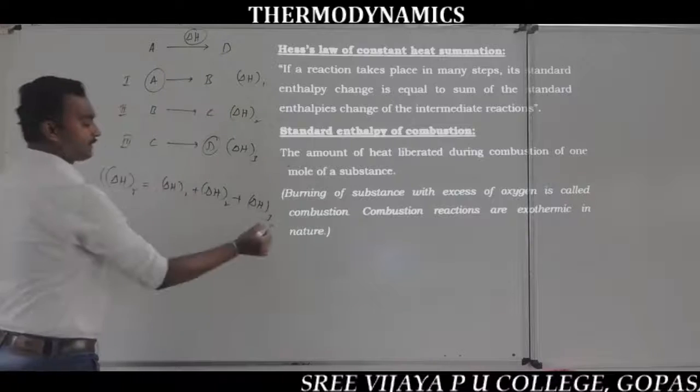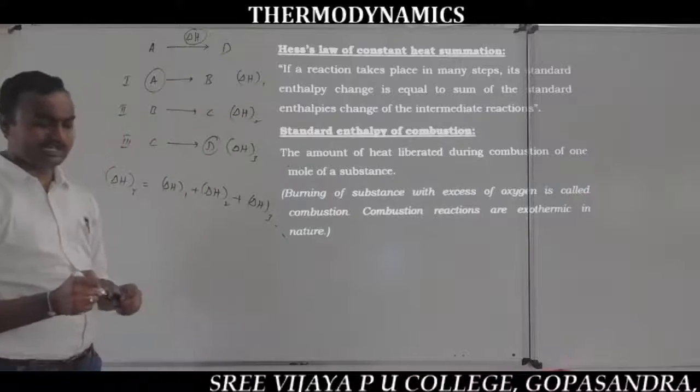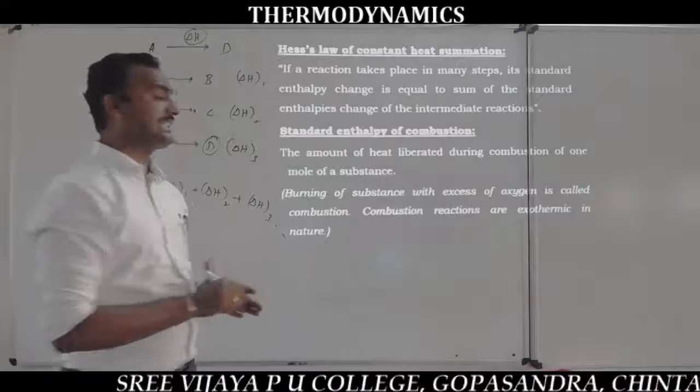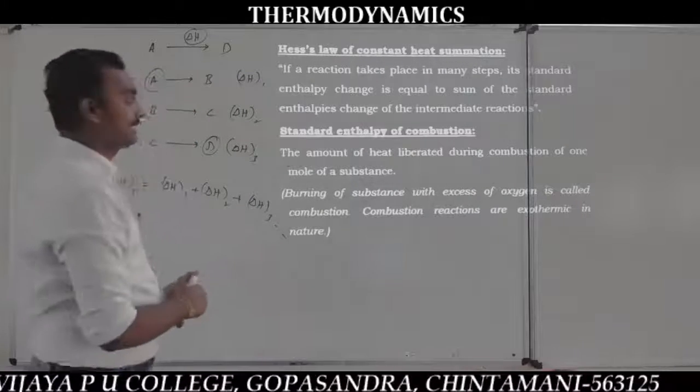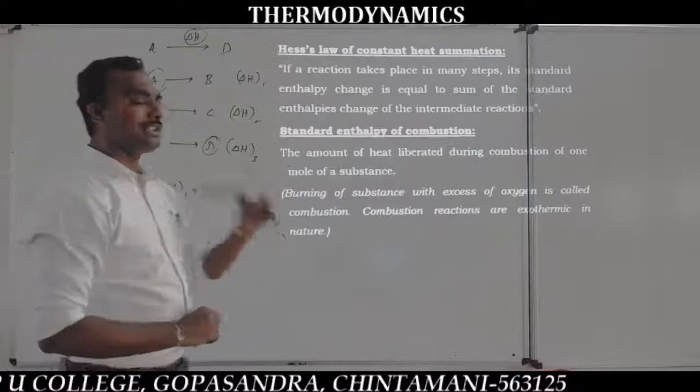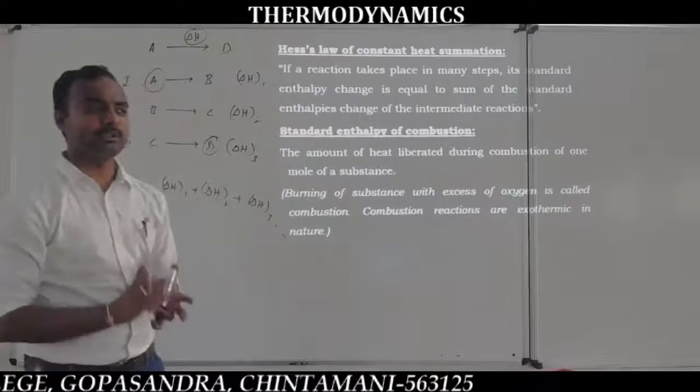So like that, even if there are many steps, it will continue. So that is called Hess's law of constant heat summation. That is, if the reaction takes place in many more steps, its standard enthalpy change is equal to the sum of the standard enthalpy changes of the intermediate reactions.